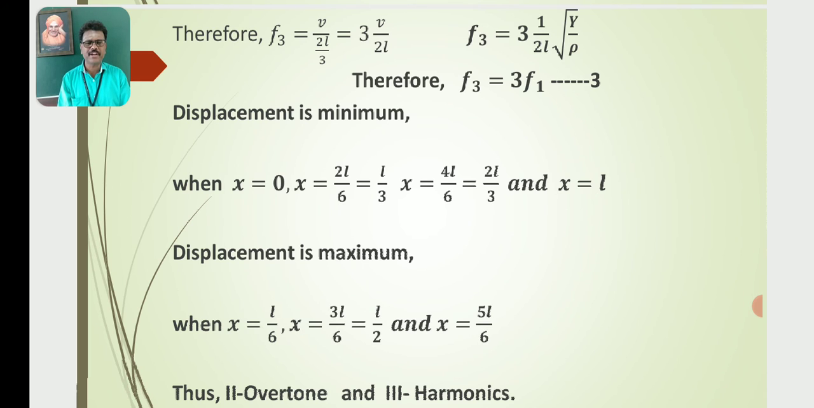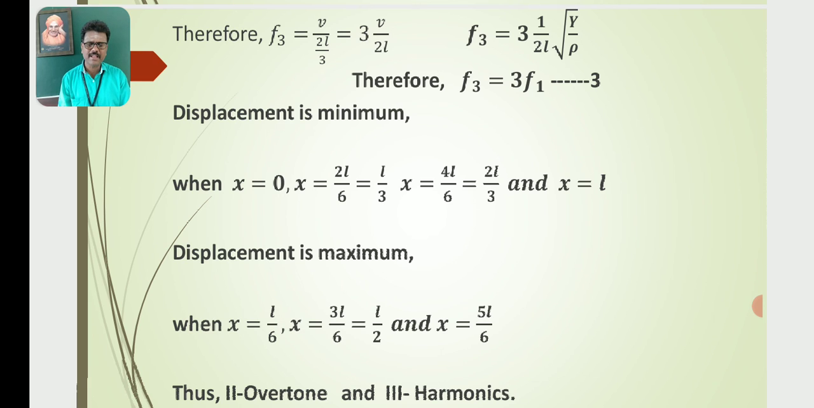In case of third mode of vibration, the displacement is minimum. That means the nodes are formed when x is equal to 0, x is equal to 2L by 6, that means L by 3, x is equal to 4L by 6, that means 2L by 3, and x is equal to L. X is equal to 0, x is equal to L by 3, x is equal to 2L by 3, x is equal to L. They are the positions of the nodes in the third mode of vibration.